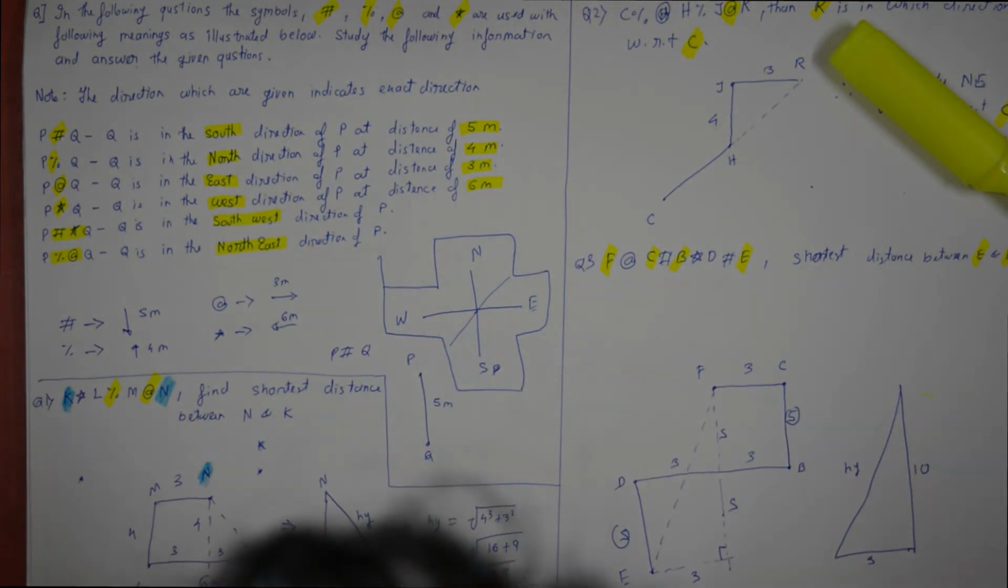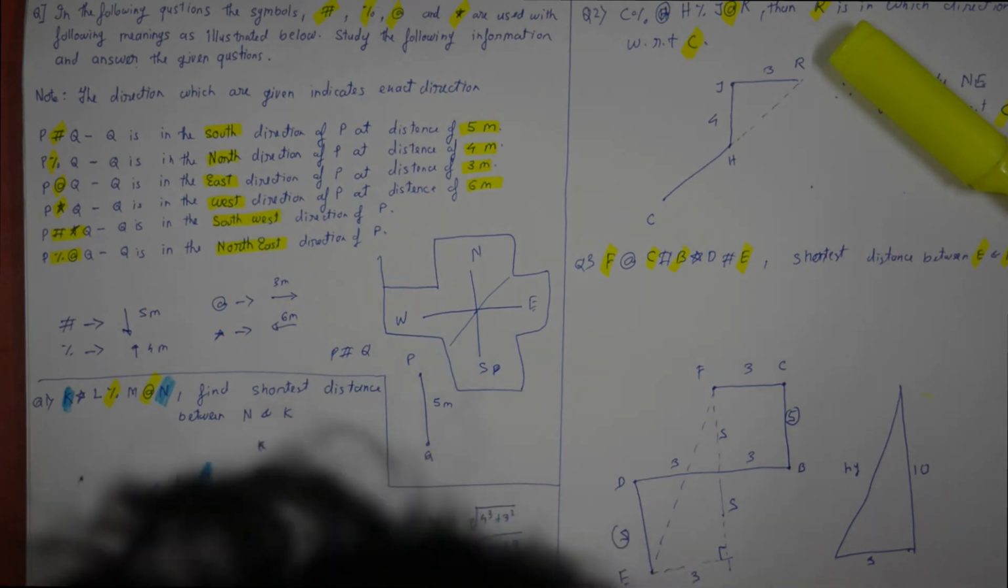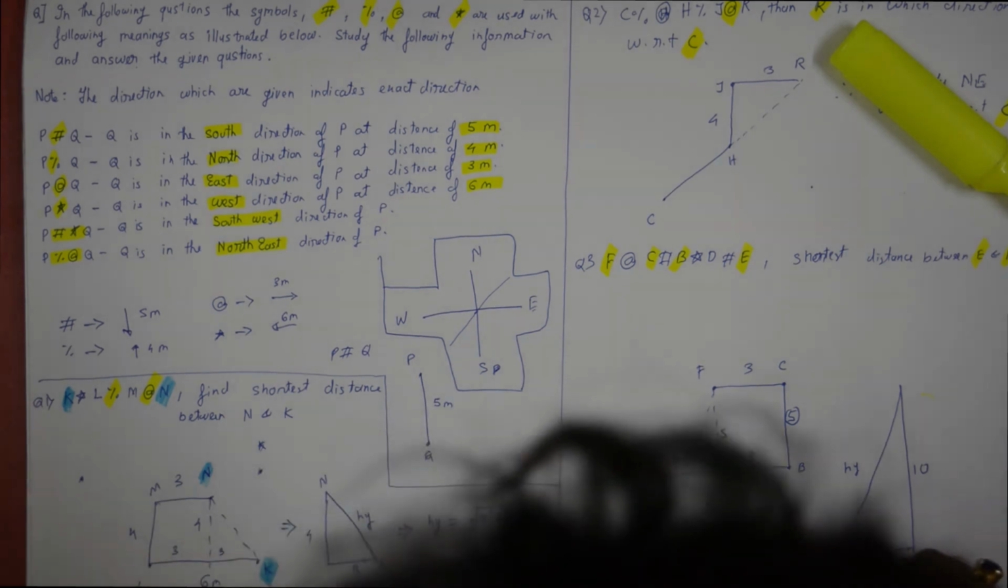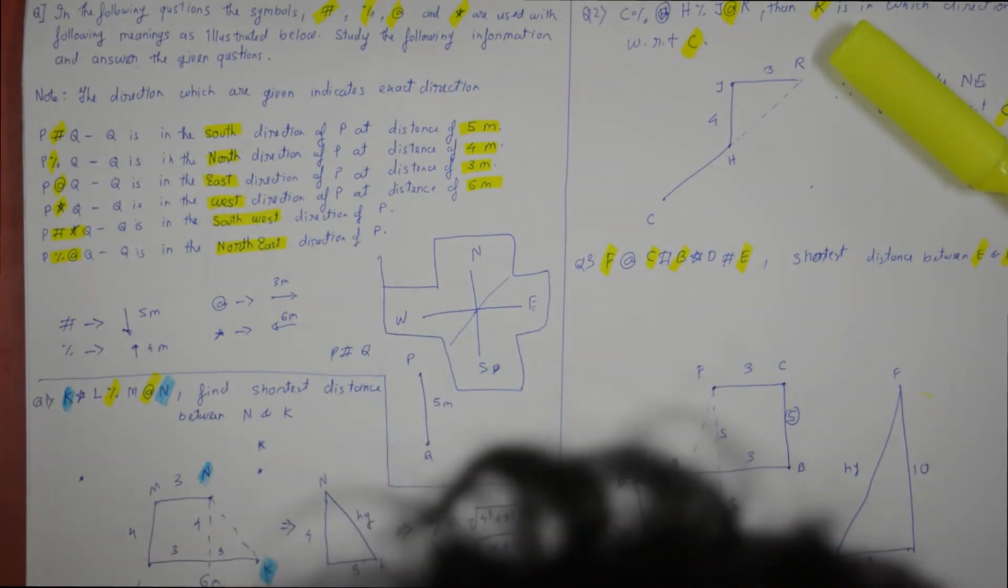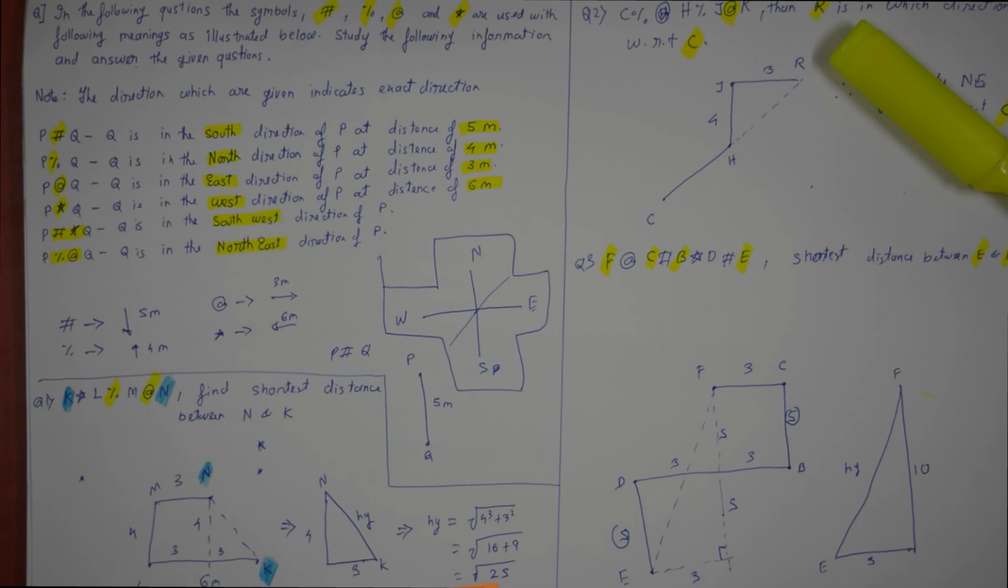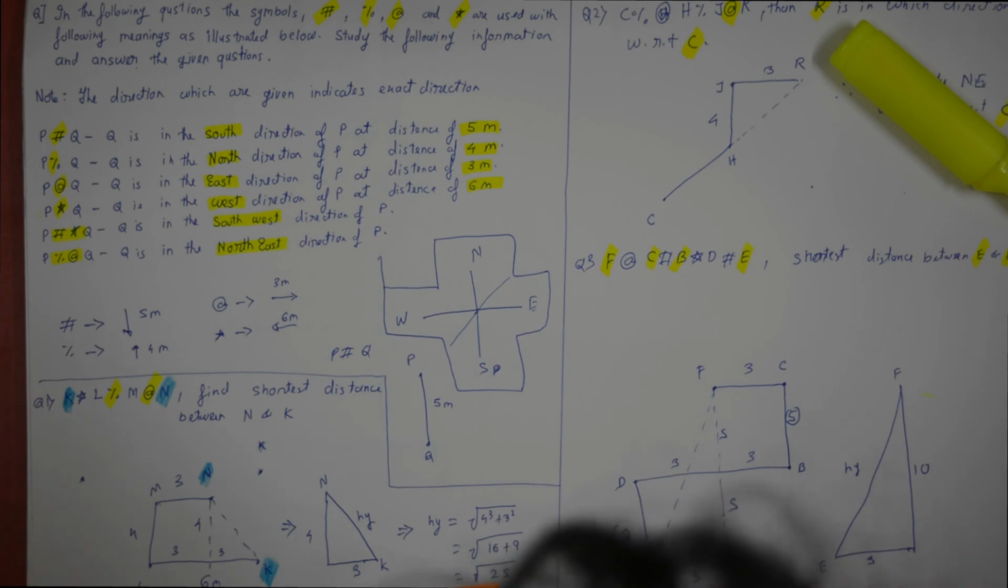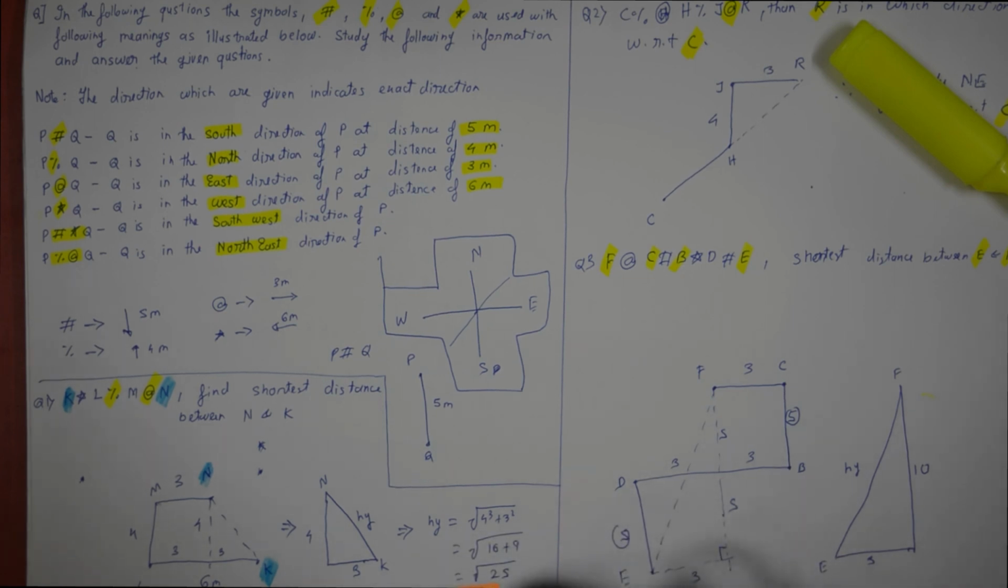Therefore distance EF is equal to under root of 10 square plus 3 square, that is equal to root of 100 plus 9, that is root 109, and this is our final answer.